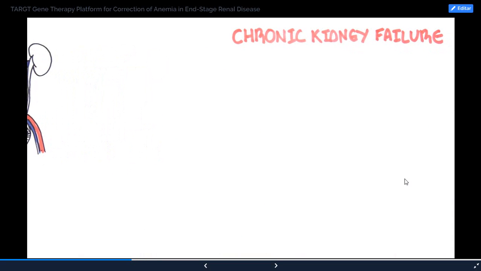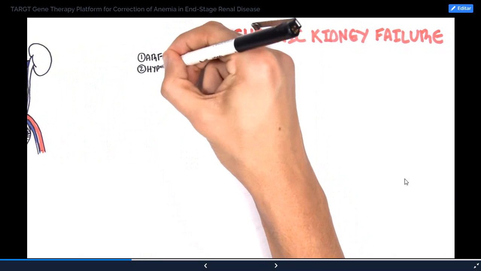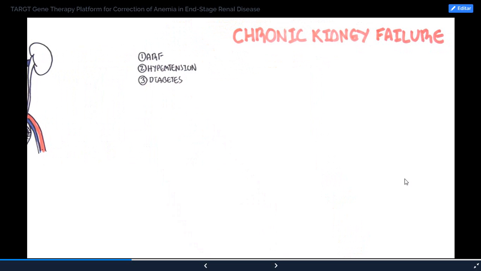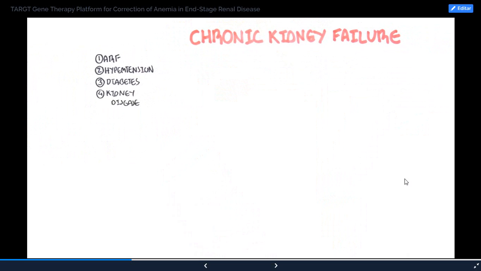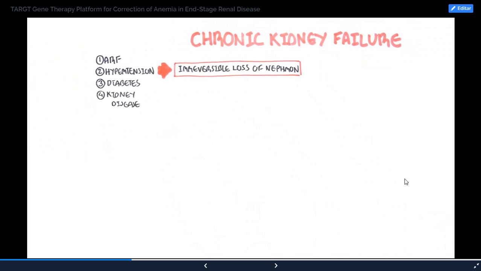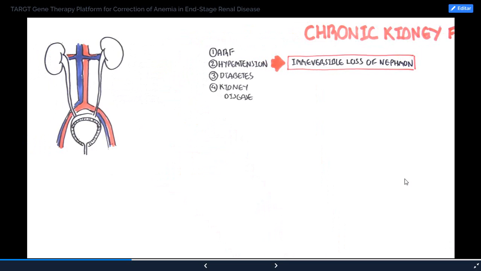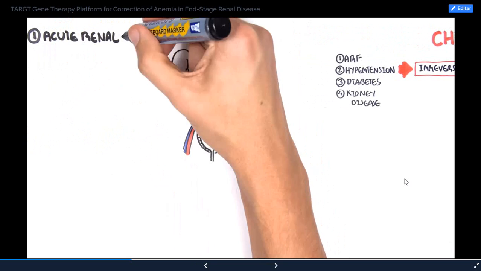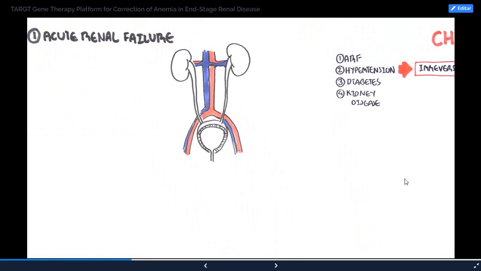These include acute kidney injury or acute kidney failure, hypertension, diabetes, and other kidney diseases. Other kidney diseases include polycystic kidney disease. All of this can lead to an irreversible loss of nephrons, which is chronic kidney failure or disease. So let us look at each of these causes of chronic kidney failure in a bit more detail. Let's begin by looking at acute kidney failure or acute renal failure. It's the same thing. Acute kidney failure can lead to chronic kidney failure.